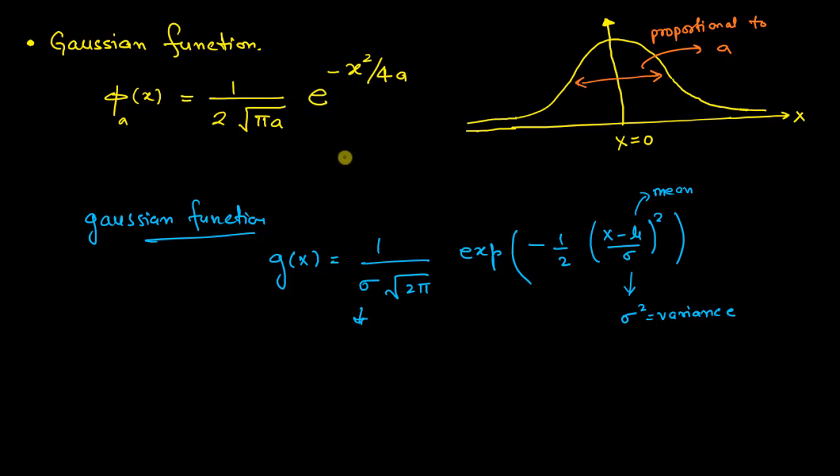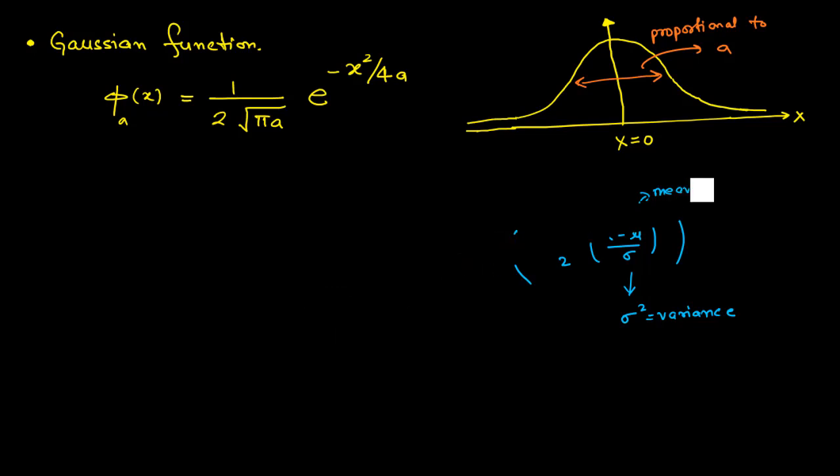Okay, so you can relate this from here, like this a square. So this is a, so you should have a square root of a over here. So this a is proportional to this variance, and this variance is proportional to the width. So this is the exact representation of this Gaussian function. You can read more about it from any place, and it's good to know some properties of this Gaussian function.